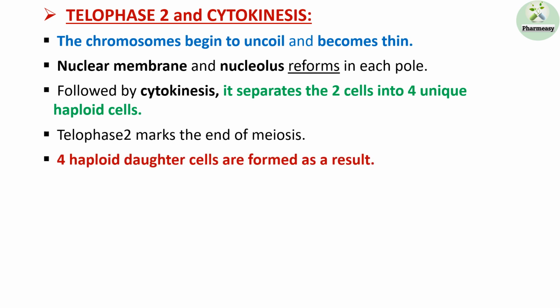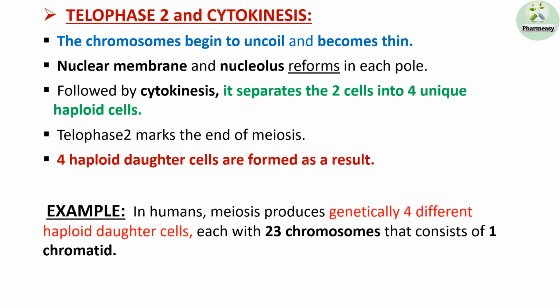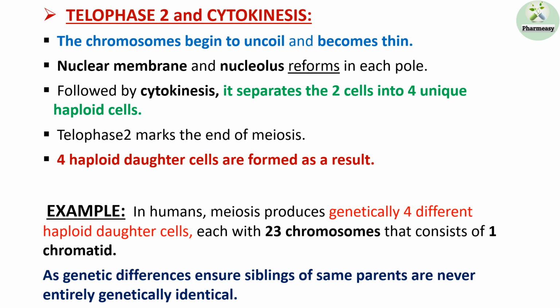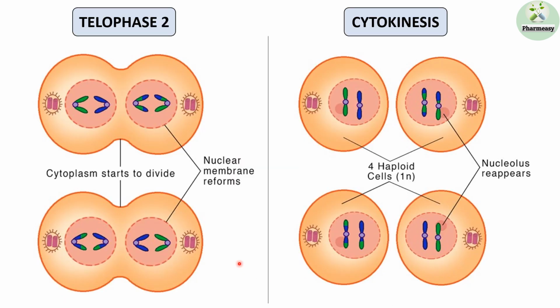For example, in humans, 4 genetically different haploid daughter cells are formed in meiosis, each with 23 chromosomes. As genetic differences ensure siblings of the same parents are never entirely genetically identical. This is a figure of telophase and cytokinesis. Cytoplasm starts to divide and nuclear membrane reforms in telophase 2. Here, in cytokinesis, nucleolus reappears and 4 haploid cells are produced.